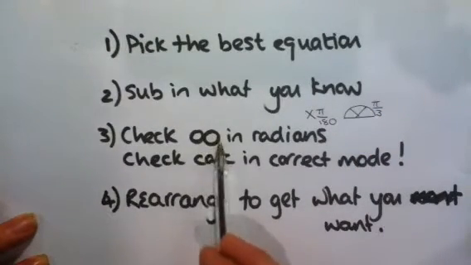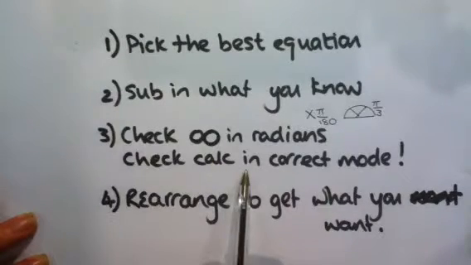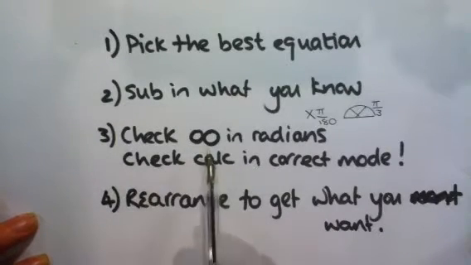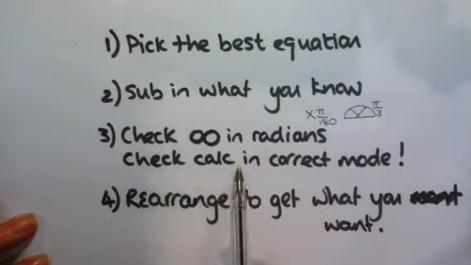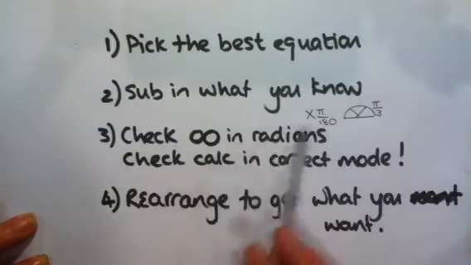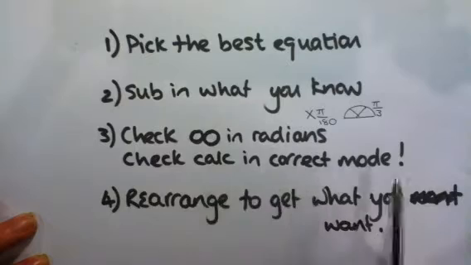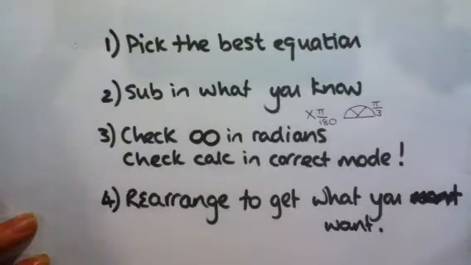Then, even if you're not using these, check your calculator is in the right mode. It doesn't matter whether you're in degrees or radians for the other 3 equations, but you have to tell your calculator which one you're in. So if your angle is in radians, put your calculator in radians, and if your angle is in degrees, put your calculator in degrees. This is a really important step. And then you simply rearrange to get what you want, being very, very careful.